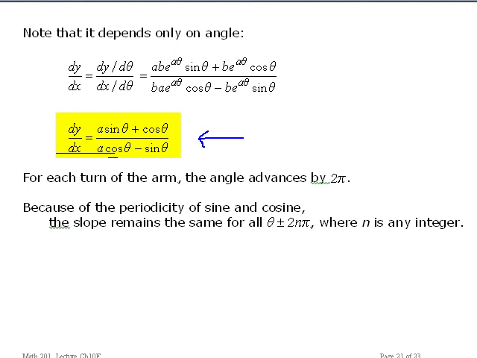So at every turn of the arm, the angle advances by 2 pi. But sine and cosine do not change because they are 2 pi periodic. So the derivative for every complete turn of the cycle, no matter where you start, every 2 pi, the derivative is the same because the sine and cosine are the same because of their periodicity. So that's a proof of this equal angular property of the logarithmic spiral.